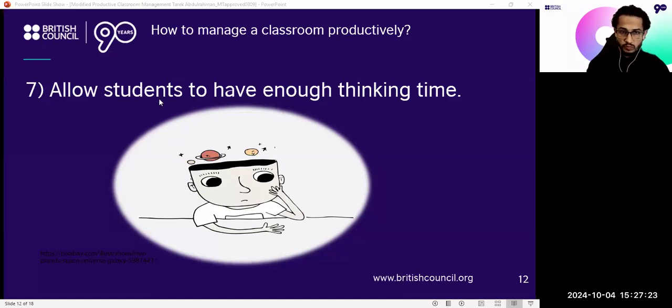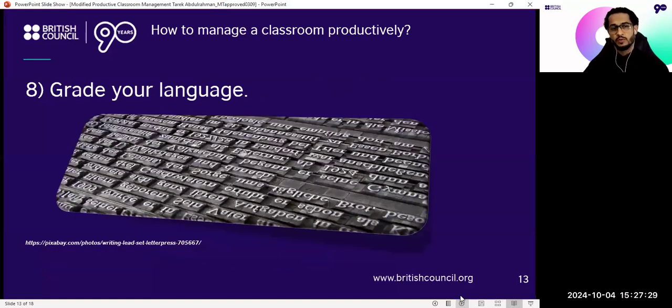Okay, now let me move to number 8, which is grading your language. As a teacher, you should grade your language. What do you think I mean by grading your language? Can you tell me in the chat box? How can we grade our language?